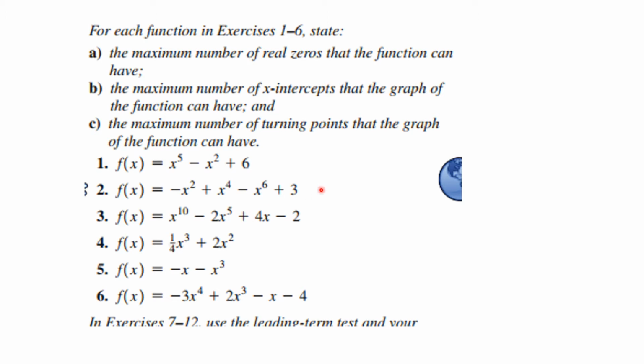Let's just talk about the odd ones here. If I go down to problem number 2, I see this is of degree 6. That means it can have at most 6 real zeros, which is the number of x-intercepts it can have as well. Since n minus 1 is the number of turning points, it could have 5 turning points. Here, this is a cubic. That means it could have at most 3 real zeros, and it could have 2 turning points. And here is a 4th degree equation, meaning you could have at most 4 real zeros, and it's going to have 3 turning points.